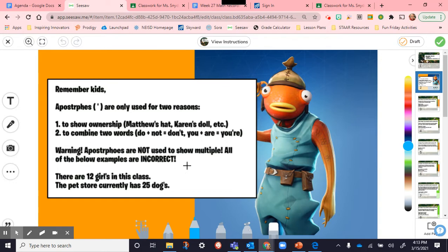So warning, you don't use an apostrophe to show that something is plural, like dogs. Dogs is a plural noun, but you don't put apostrophe S, you just put the dogs and then the S, and that shows that there are multiple dogs. Or girls. You don't put 12 girls with apostrophe S, you leave the apostrophe off and just put that S, and that shows me that there are more than one girl.